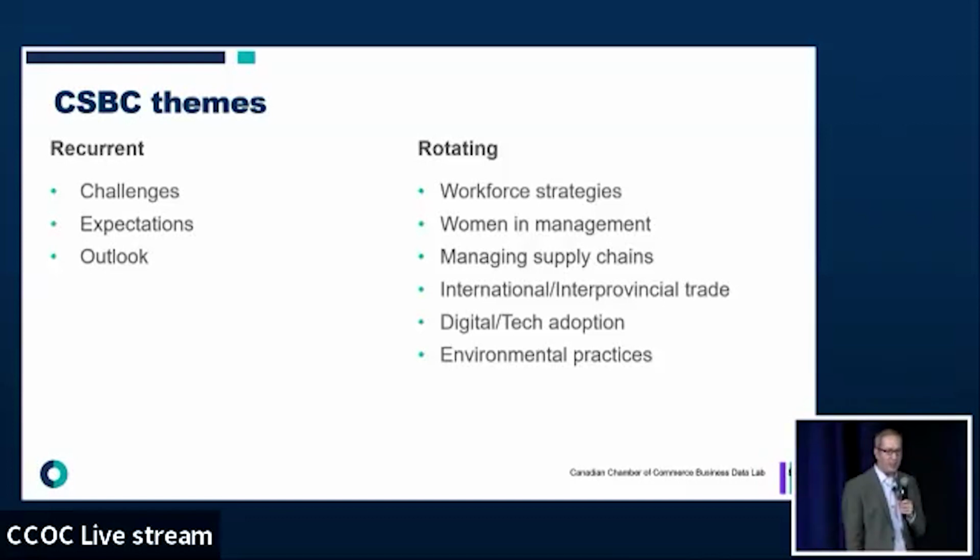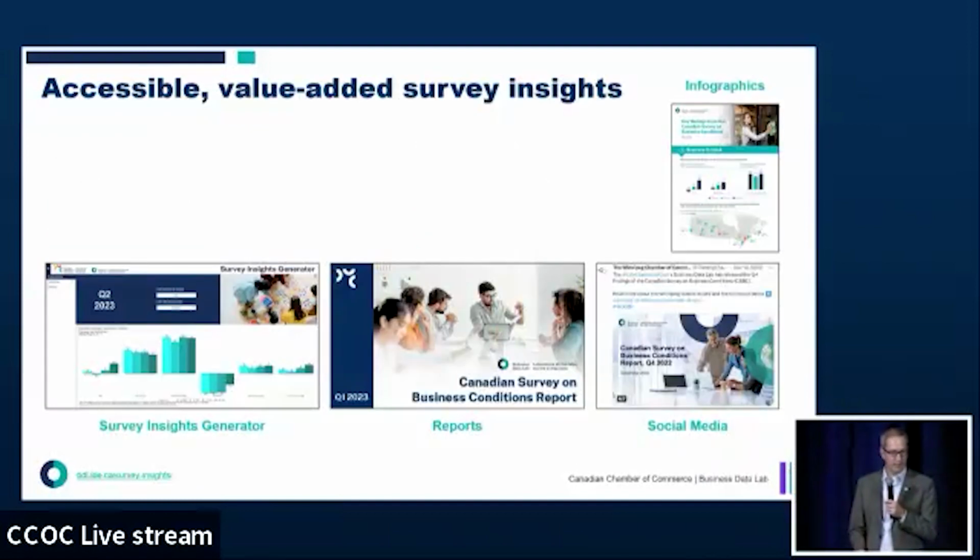So that would include things like Marwa's writing a paper now on women in management positions. So we're using some data from that. Strategies for workforce adjustments, managing supply chains. On the trade side, we have a lot of questions that deal with international trade, also interprovincial trade barriers. Tech adoption is a big thing, and environmental practices were in our last report as well.